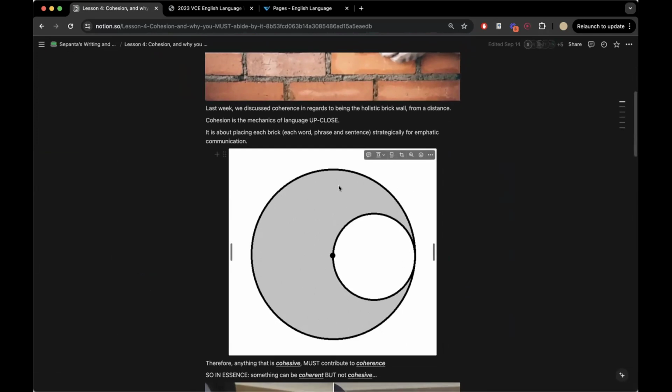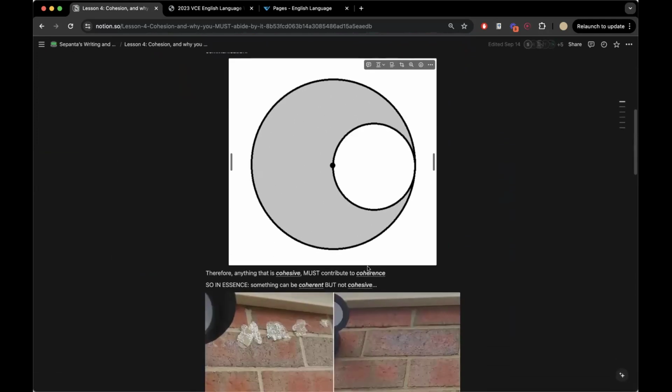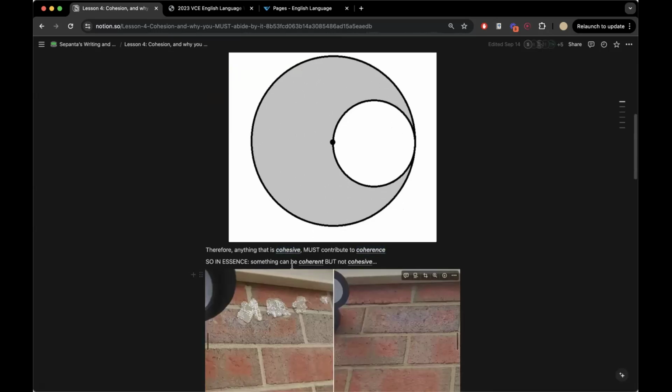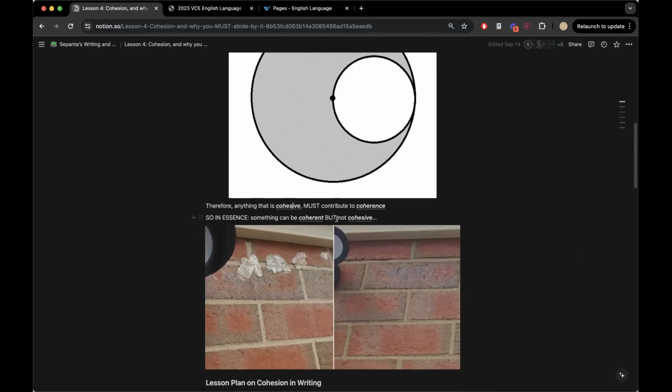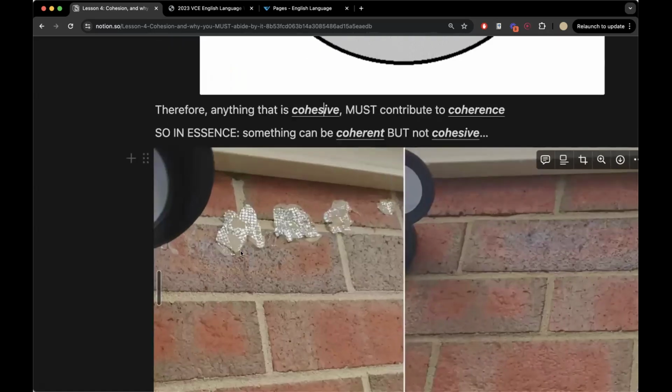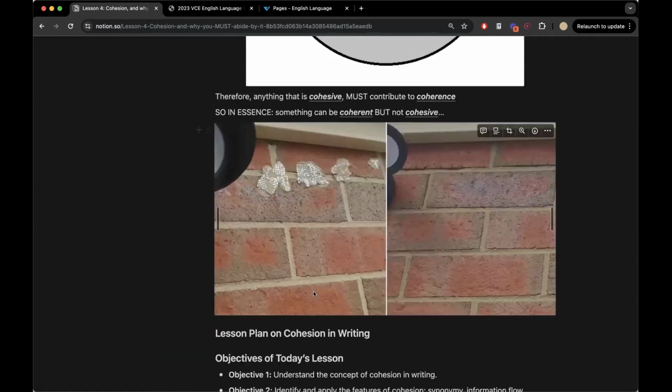Not everything that is necessarily coherent is going to be cohesive. So anything that's cohesive must contribute to coherence. But something can be coherent but not cohesive. So I can tell that this is still a brick wall, even though it's poorly stuck together. It has poor cohesion, it's not well glued, but I know it's a brick wall.